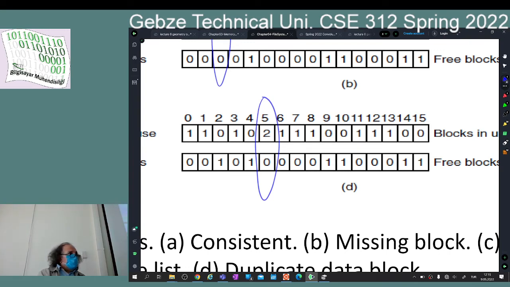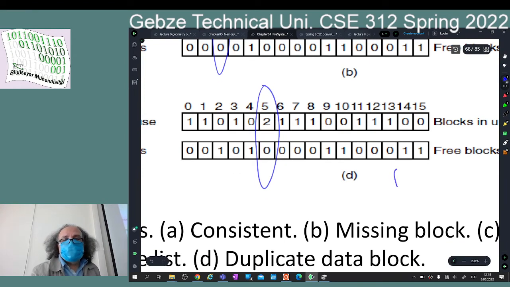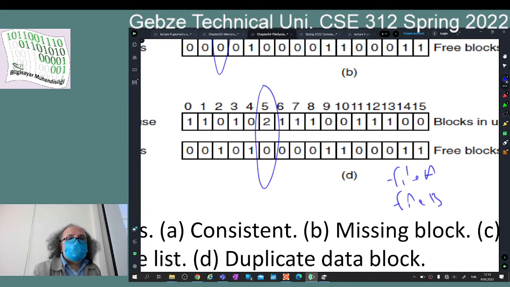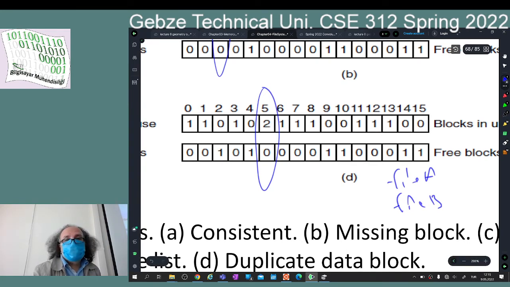So how would you solve this problem? Cancel one of them. Cancel one of them, but what's going to happen to your data? Yeah, copy one of the data to another place. Take these 2 files, file A and file B. They say that they are both using block number 5. So what are we going to do?